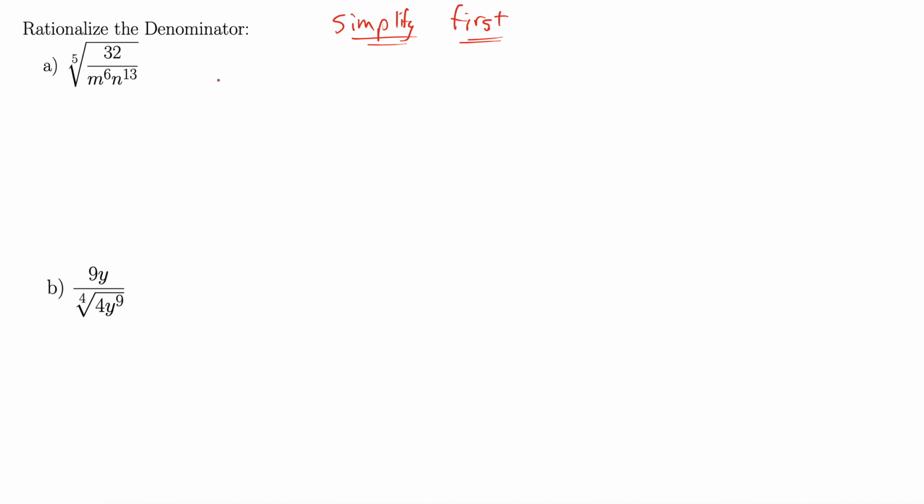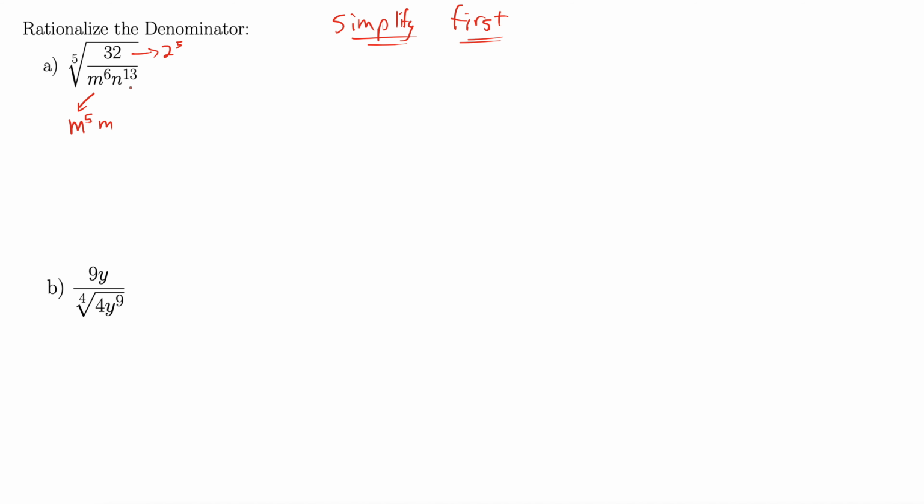Well, note that 32 is 2 to the 5th, and the fifth root of 2 to the 5th is just 2. So that's a simplification. Let's look down here. We want powers of 5 down here because powers of 5 can get out of this fifth root. So I'm going to break up m to the 6th as m to the 5th times m, because this m to the 5th now will get out of this fifth root.